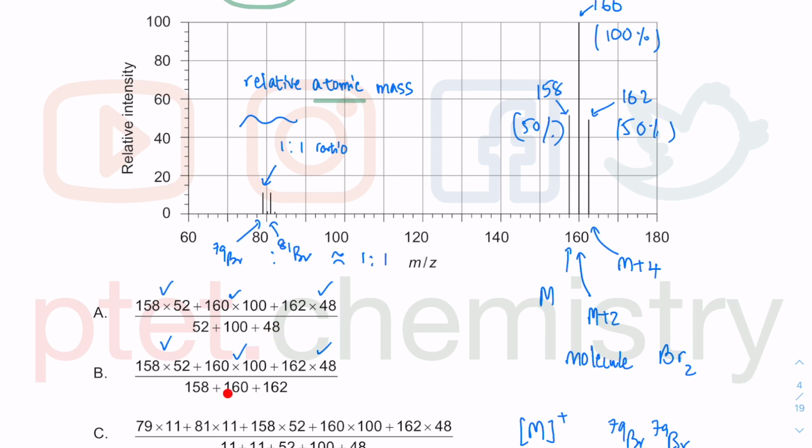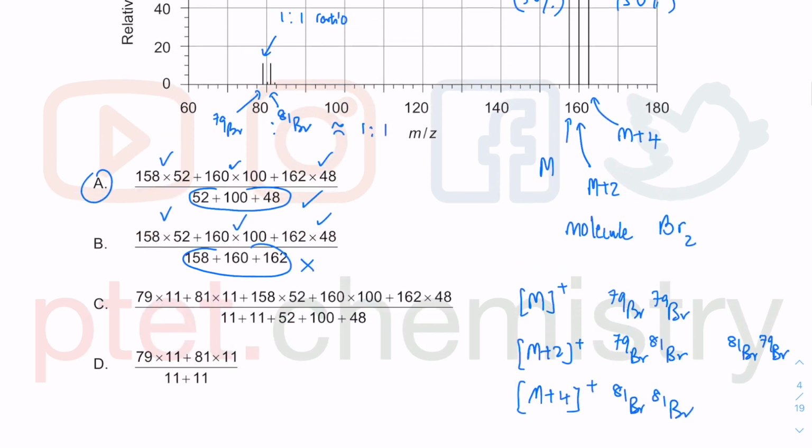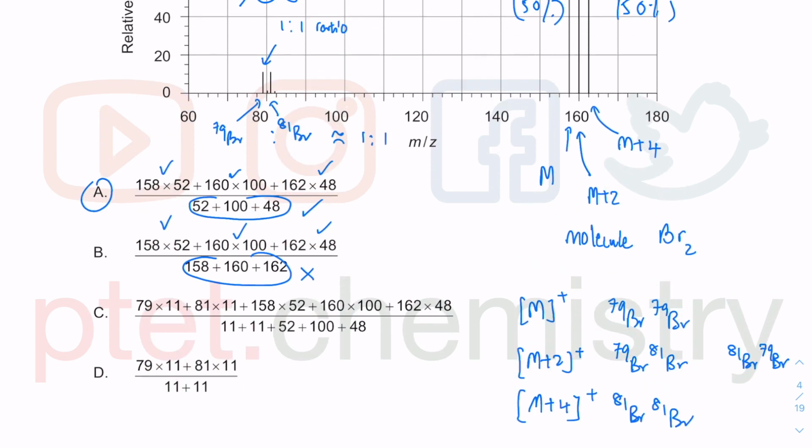Sum of the percentage, not sum of the masses. Sum of the masses is wrong. You divide by the sum of the percentage. So that is going to give you a sensible number, which will be around 160 because these and these will cancel out due to the averaging process. And they are 1:1, give or take roughly. These are atoms. We don't include them in the relative molecular mass. If we just do the atom, we will get what we call relative atomic mass.